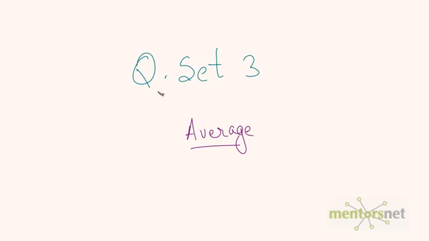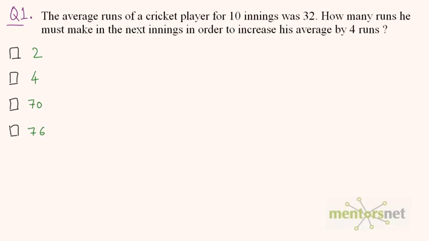This is question set number 3 on average. The first question: the average runs of a cricket player for 10 innings was 32. How many runs he must make in the next innings in order to increase his average by 4 runs?